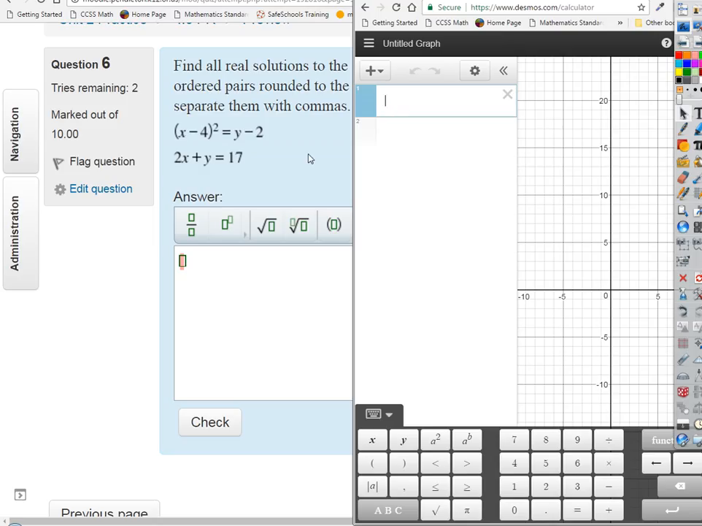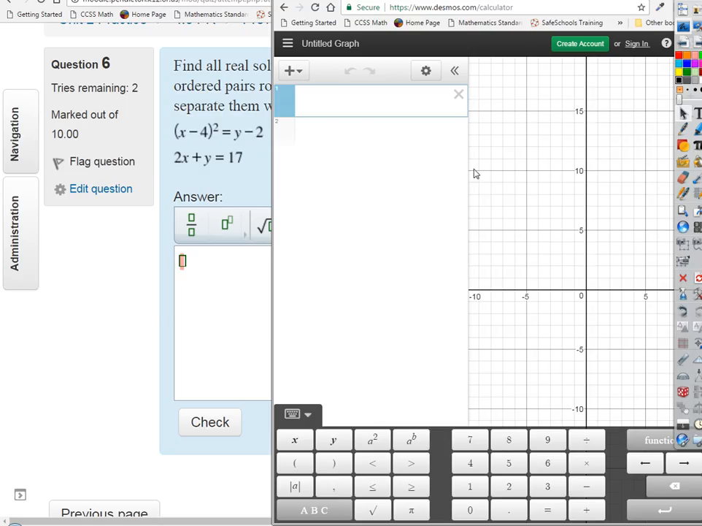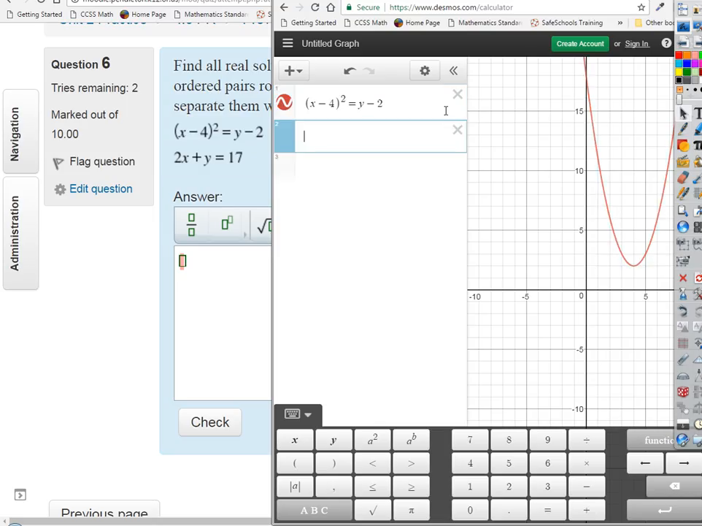If I want to find out where these intersect, I can literally just type in exactly what the equations say. So I'll open up a set of parentheses and type in x minus 4. And as I'm doing this, notice that it's graphing the equation in real time as I change it. So x minus 4, and then I'll put a caret 2 to square it. And then I'll say equals y minus 2. And there it is. There's my parabola. Go down to the next line, hit enter. You don't have to solve for y, just type it in. 2x plus y equals 17.